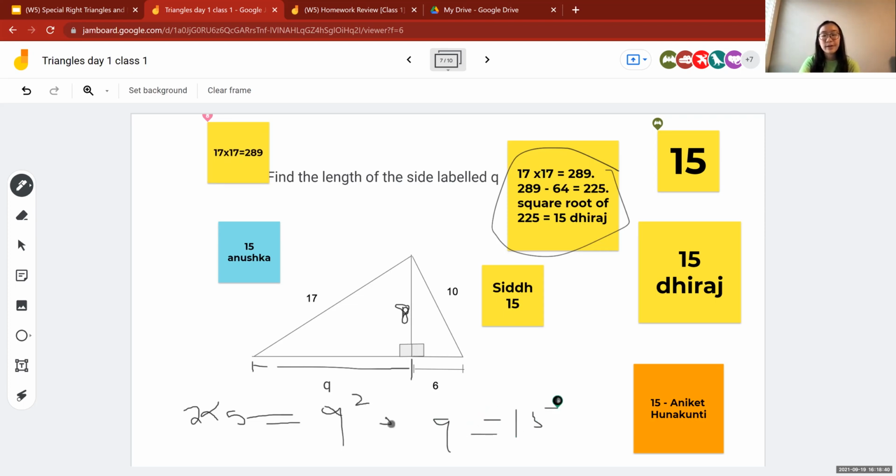And you don't even have to do all that math if you remember Pythagorean triples. So here, these are Pythagorean triples, 6, 8, 10, and 8, 15, 17. So it's always good to just remember those.